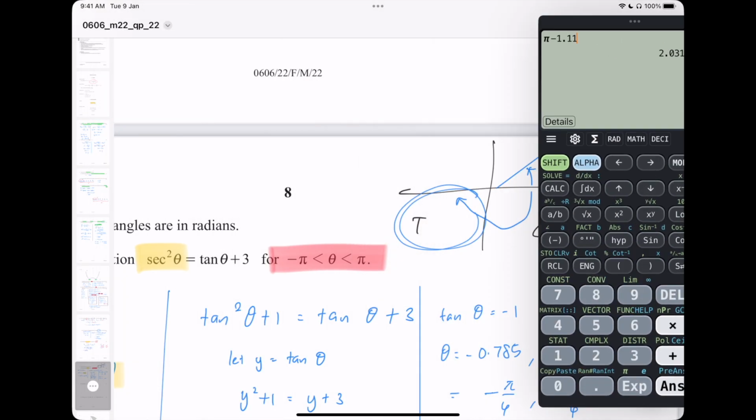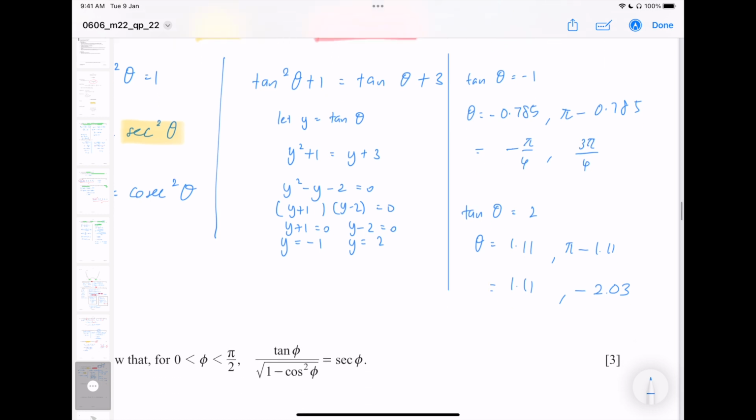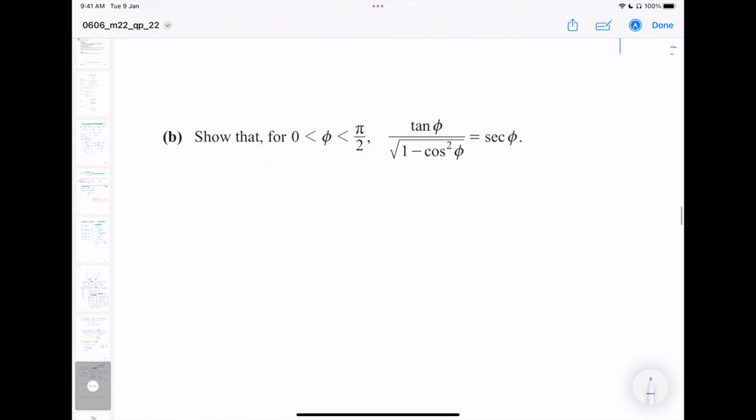If you need more help, please do comment below. I'll make a video on that. So these are your 4 answers of theta. Let me just show the working. Pi minus 1.11, so negative 2.03, and 1.11.